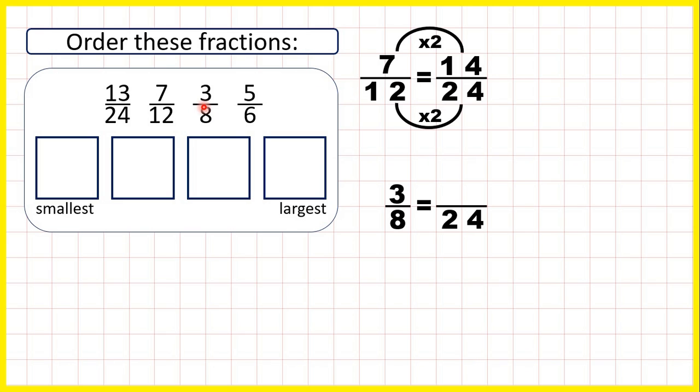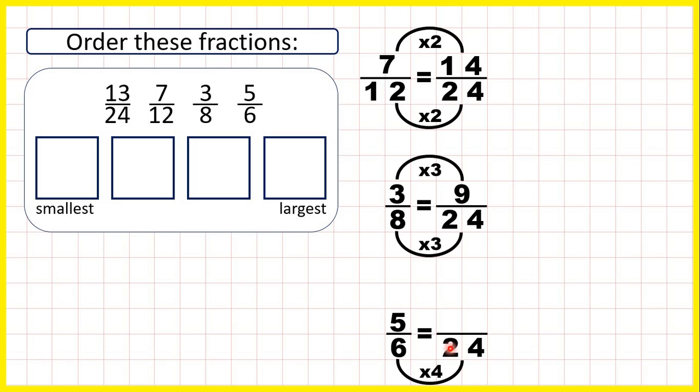Now let's take 3/8. 8 times 3 is 24, so we need to multiply the numerator by 3 as well, and 3 times 3 is 9. Now 5/6. 6 times 4 is 24, which means we need to multiply the numerator by 4 as well, and 5 times 4 is 20.